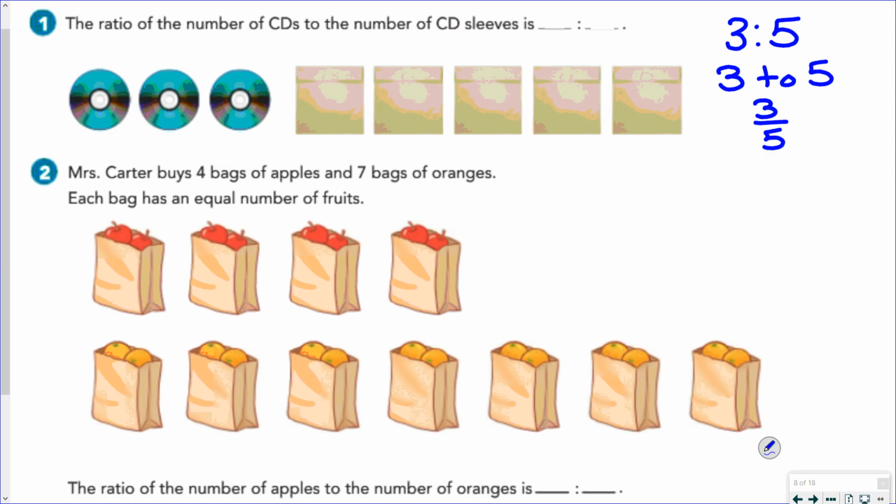Our second one here, Mrs. Carter buys 4 bags of apples and 7 bags of oranges. Each bag has an equal number of fruits. And we want the ratio of the number of apples to the number of oranges. So there would be 4 apples to 7 oranges. So our ratio is 4 to 7.